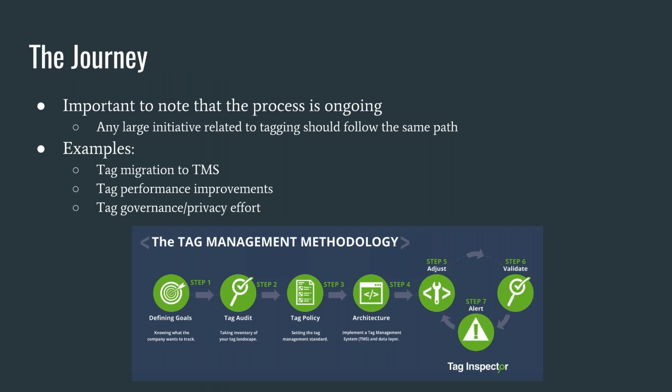Important to note with the journey, and that's all the different steps, like I mentioned, hitting on those at a high level, but it's important to note that the process is ongoing. One, obviously our action loop, when we're alerted to an issue, going through and adjusting, fixing any issues, testing those, and then going back into the monitoring phase. But also ongoing in the sense that any major tag initiative should follow this same process. And we need to apply the same mental framework to addressing any of those issues.